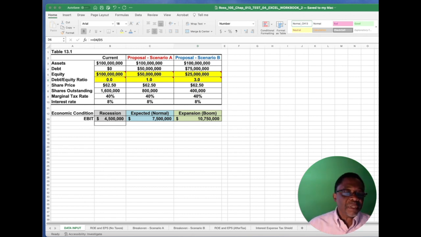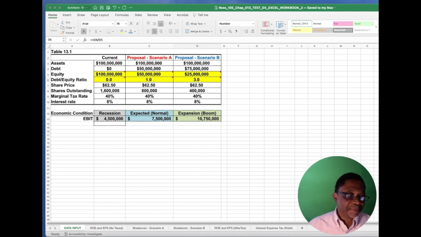This workbook has several worksheets. There's the data input worksheet. This is where you're going to put all the numbers to explore various scenarios. You will also use this Excel workbook to complete test 4. The data input worksheet is where you should be changing values to answer the various questions on the test.